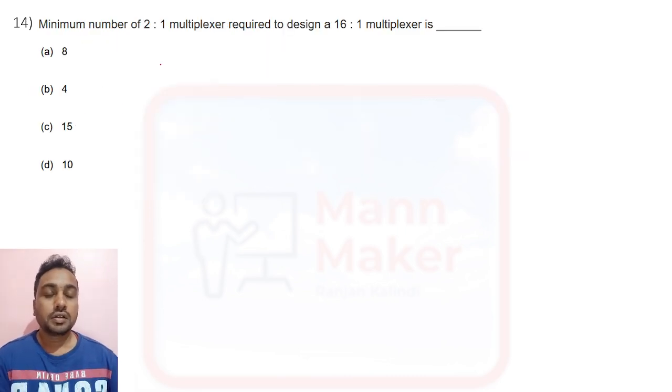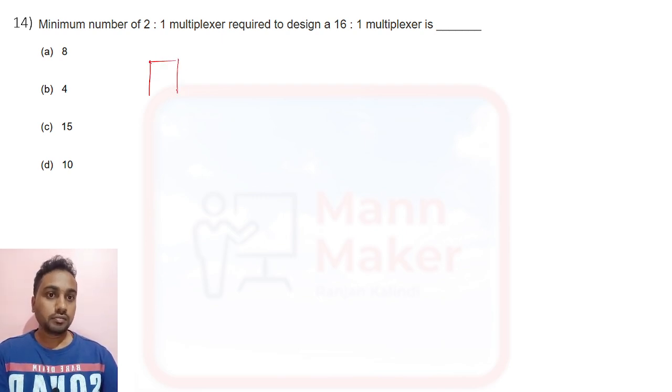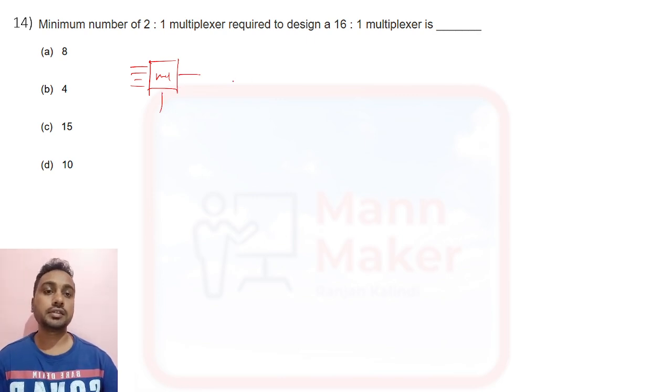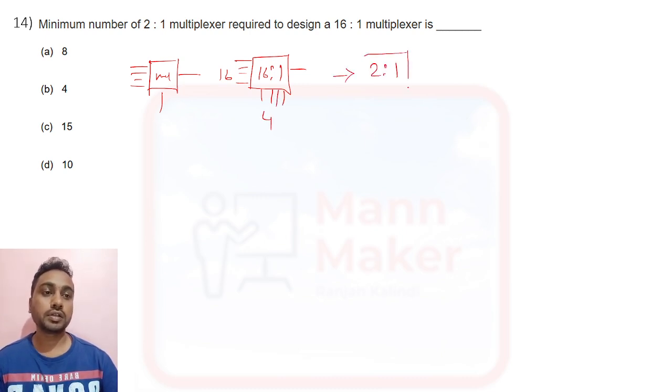Okay. Minimum number of 2 is to 1 multiplexers required to design 16 is to 1 multiplexer. Multiplexer means what? Multiplexer which has many inputs and one output. This output will be selected by a select line. This is multiplexer. So here the question is asking we have to design 16 is to 1 multiplexer. Okay, so we have 16 inputs and 1 output and 4 select lines, using 2 is to 1 mux. So how many 2 is to 1 muxes are required to design 16 is to 1 multiplexer?